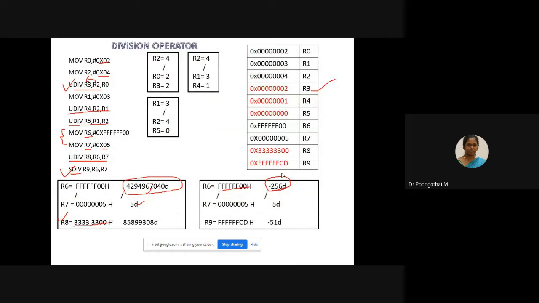So 256 by 5. We are going to perform signed division using this instruction. After signed division, we are going to get this answer. So that is equivalent to your 51. In your Keil simulation, we are going to get this value. To interpret the result, we have to take the 2's complement of this particular value, CD. That is all F with CD.